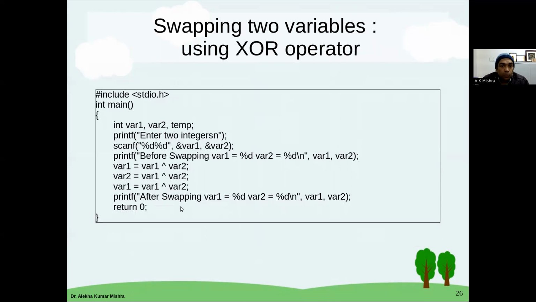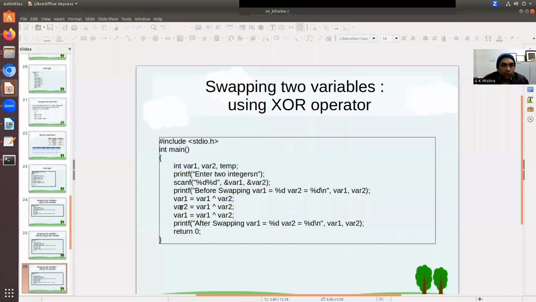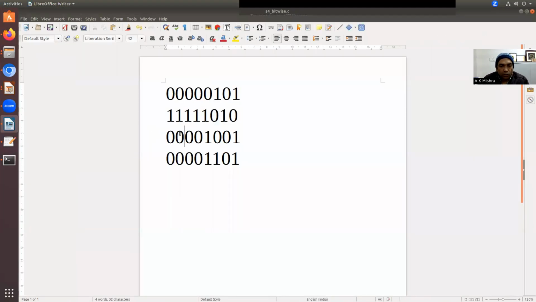Now the same thing we can also do with the XOR operation. So look at this: var1 equal to var1 XOR var2, var2 equal to var1 XOR var2, and var1 equal to var1 XOR var2. So how does it work? Really, it's confusing. Let me tell you one property about XOR. The XOR works something like this.